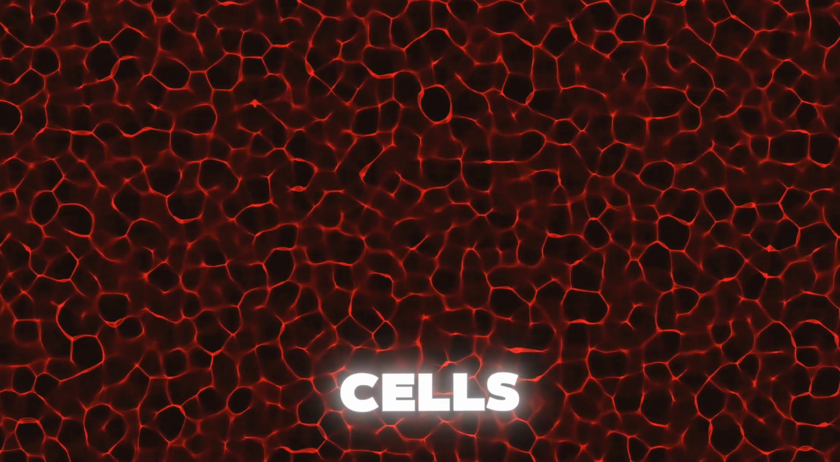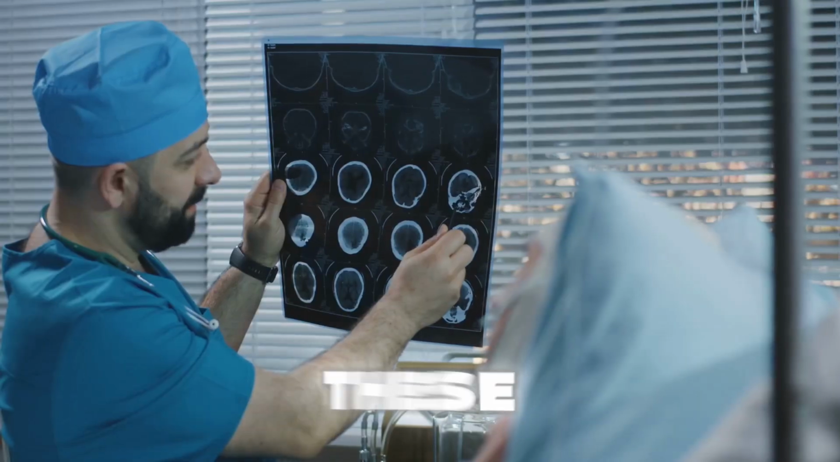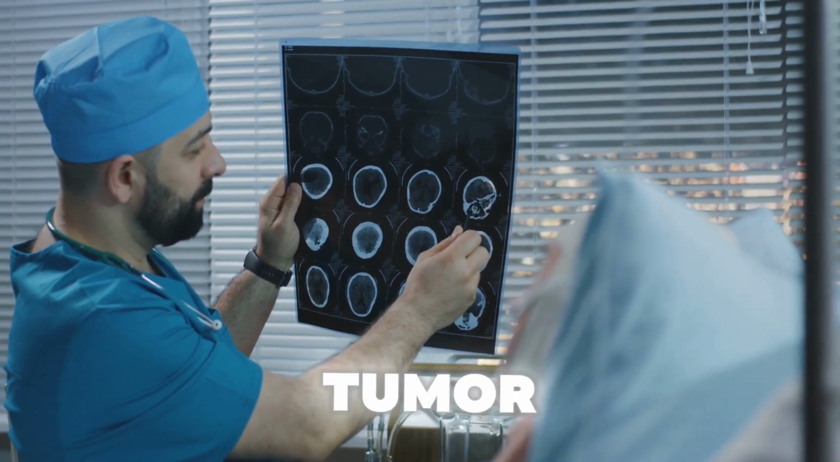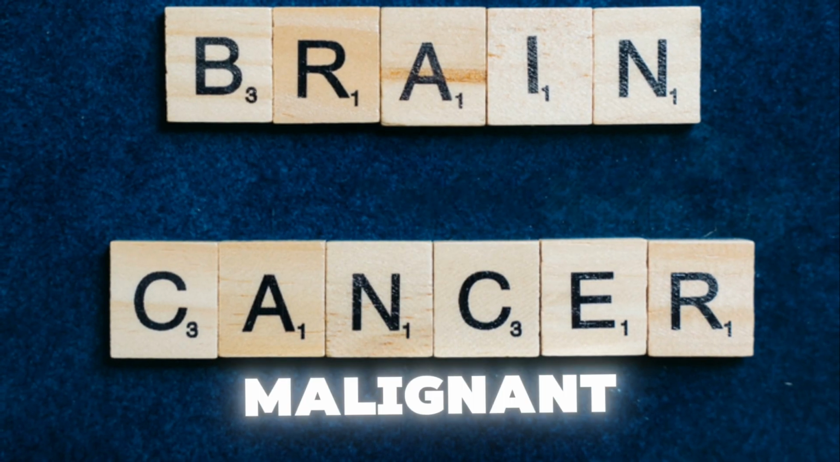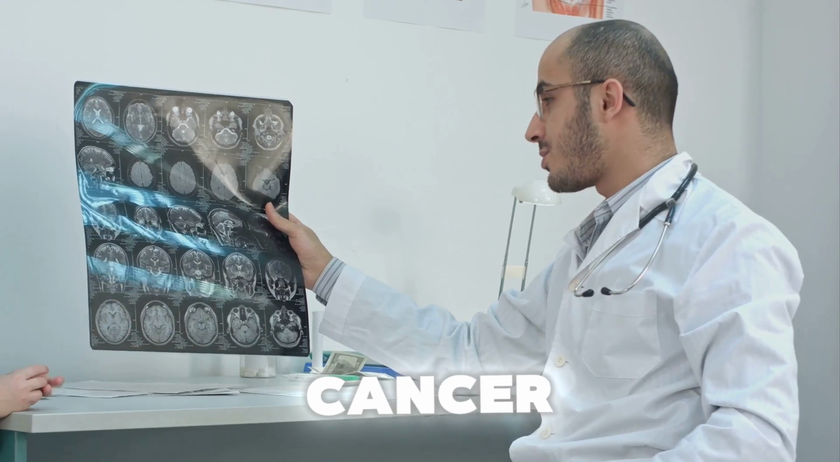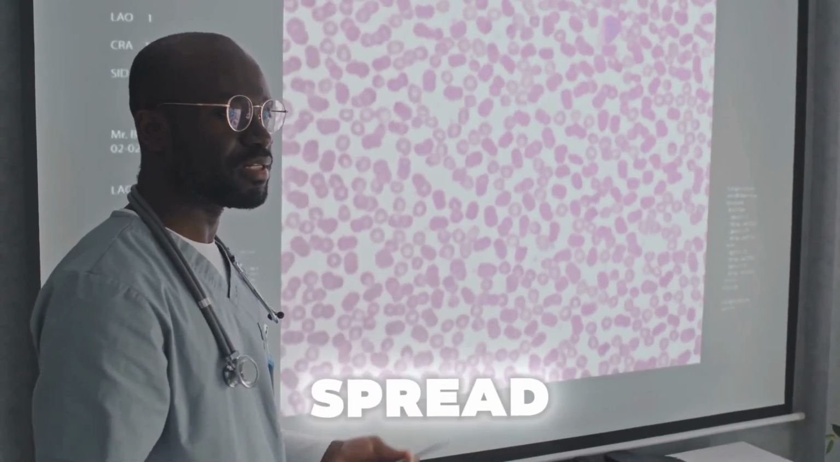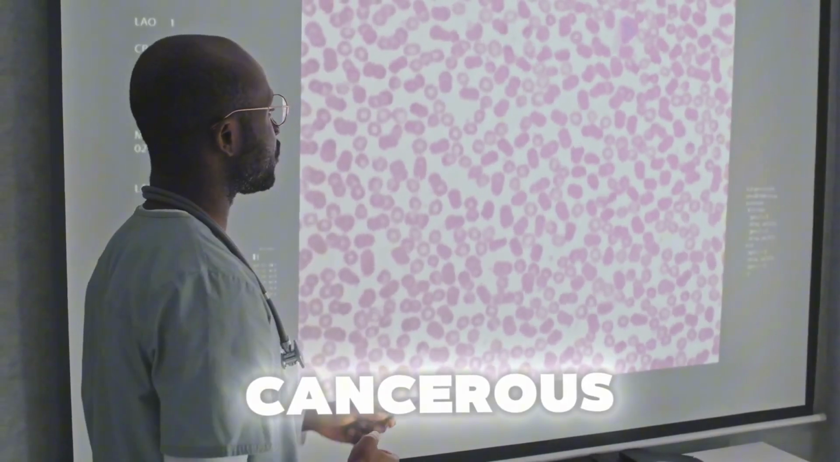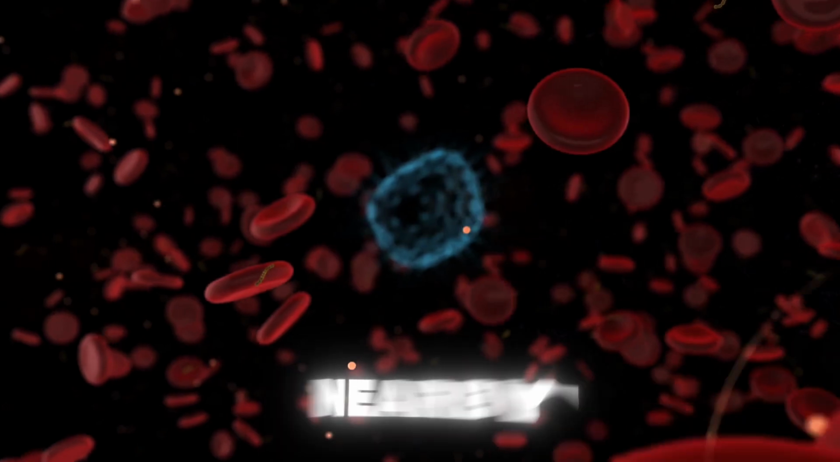Cancer happens when cells start to grow uncontrollably. These abnormal cells form a mass called a tumor. Tumors can be benign or malignant. Benign tumors are not cancer. They grow slowly and usually don't spread. Malignant tumors are cancerous. They can grow quickly and invade nearby tissues.